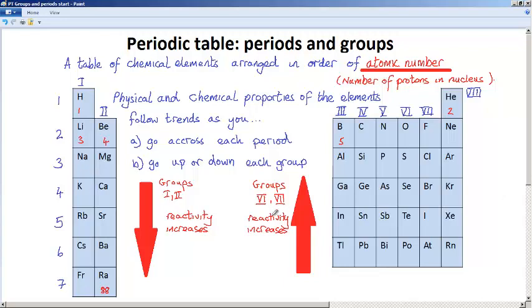What is important here is to understand that the periodic table is an organised arrangement of the elements, and that within this periodic table there are important trends and patterns that help us to predict the behaviour of the various elements within it.